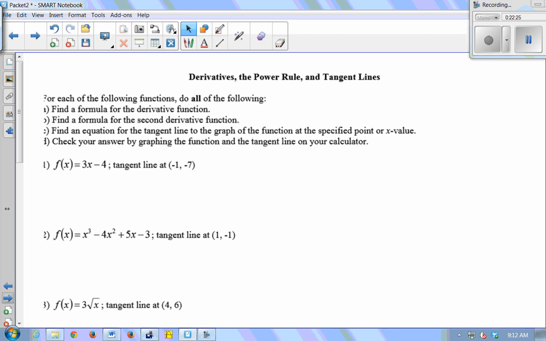Okay, so some work for you to start in your groups. We are practicing finding derivatives with the power rule and finding equations of tangent lines. So for each function, I want you to find a formula for its derivative, a formula for the second derivative, an equation for the line tangent to the graph at the specified point or x value, and then check: graph your original function, graph your tangent line equation, and make sure that it actually is tangent to the graph at the point they asked you for.